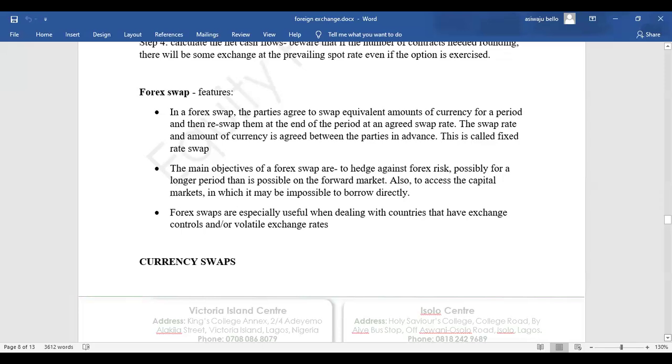There could be exchange rate swap, whereby a swap rate is agreed to, where currency will be swapped at the commencement of hedging. We call it forex swap, foreign exchange swap. Under forex swap, the parties agree to swap equivalent amount of currency for a period, and then to reswap them at the end of the period at an agreed swap rate.